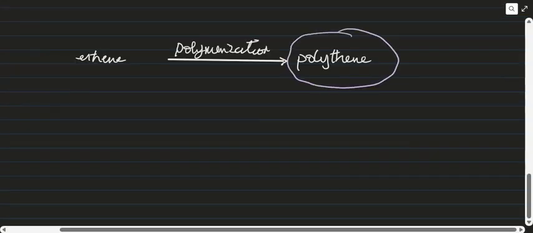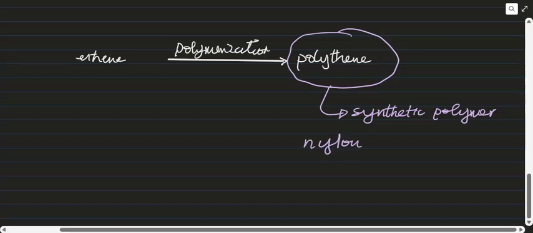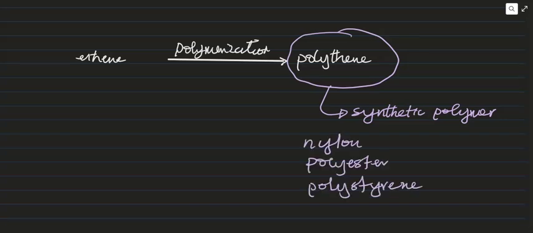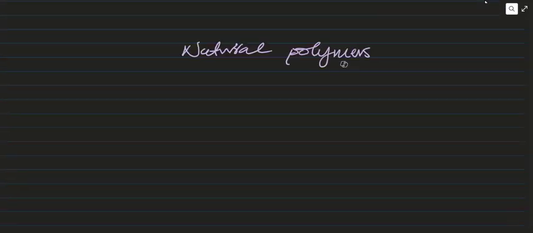This polyethene molecule is an example of a synthetic polymer. Remember, synthetic means it is made in a factory. We have some other synthetic polymers apart from polyethene, like nylon, polyester, polystyrene. These are examples of synthetic polymers around us. As we have synthetic polymers, we also have natural polymers.